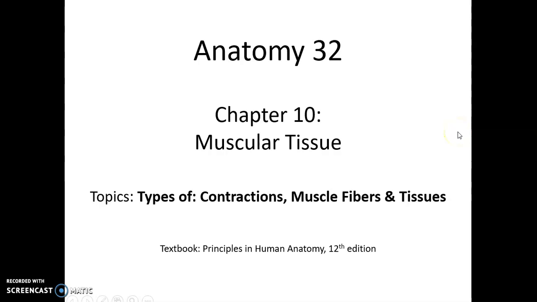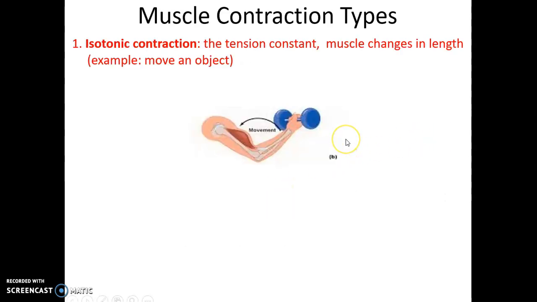Chapter 10, Muscular Tissue. Topics: types of contractions, types of muscle fibers, and types of tissues. All right, muscle contraction types. Well, there are the isotonic contractions.